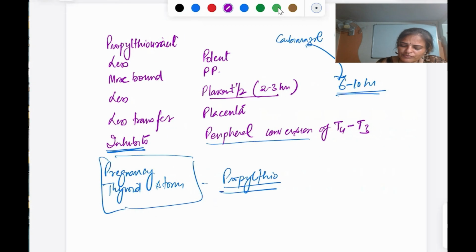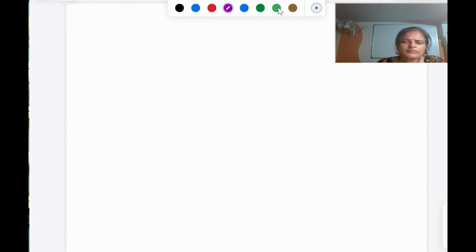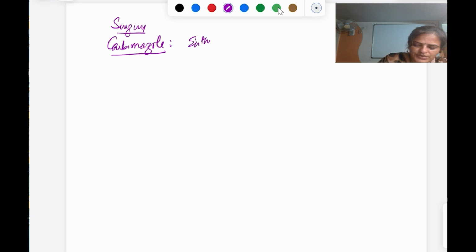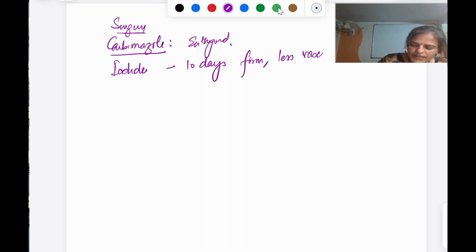लेकिन before the surgery if you are going to use this, then सबसे पहले आपने क्या करना है, suppose you are planning the surgery, first give the patient carbimazole. अगर आपने सर्जरी करनी है, suppose you are planning for thyroidectomy, give the patient carbimazole. Carbimazole से make the patient euthyroid. Then give iodide for 10 days to make the gland firm and less vascular, so that the surgery becomes easy.